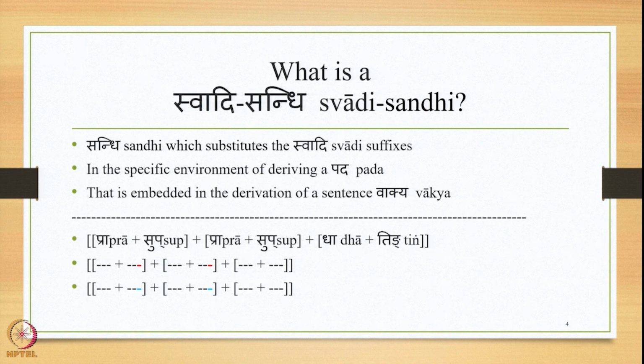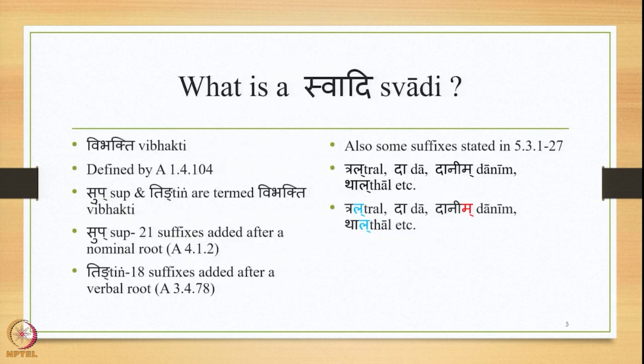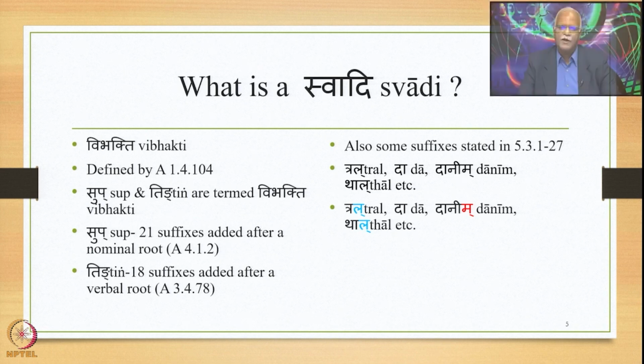And we have seen swadi includes the 21 suffixes stated in 4.1.2 as well as the other suffixes also. So, we have seen this. What is a swadi? Swadi is referring to the suffixes which are termed vibhakti, defined by 1.4.104, where sup and ting both are termed vibhakti. Sup suffixes are 21 suffixes added after a pratipadika or a nominal root stated by 4.1.2 in the Ashtadhyayi, and ting suffixes are the 18 suffixes added after a verbal root stated by the Sutra 3.4.78 in the Ashtadhyayi.